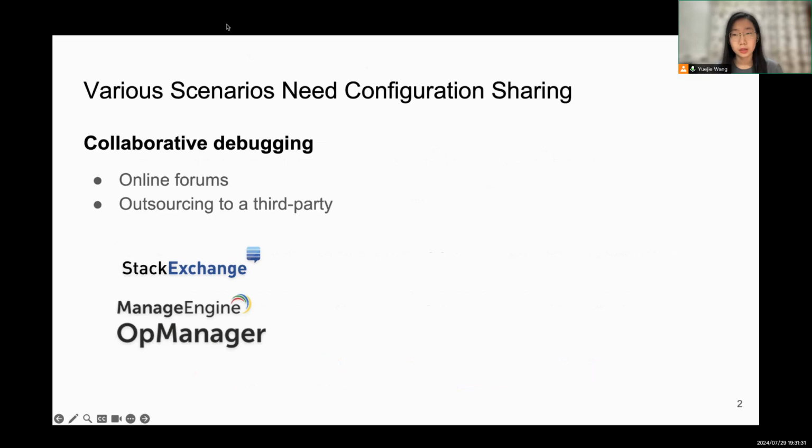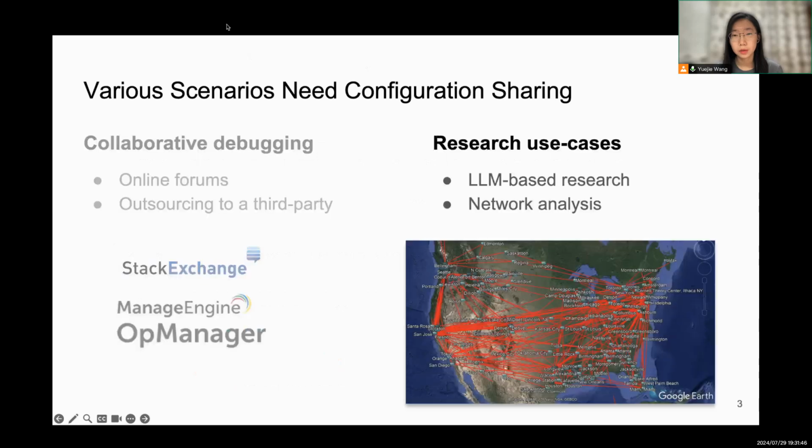Configuration sharing is needed in various scenarios. When there is a network outage, the administrators sometimes need to collaborate with technicians outside of their institution, such as posting their questions on online forums or outsourcing their management tasks to a third party. Another example is academia needs network configurations as research data. For instance, for recent LLM-based research in networking, real-world configurations are a valuable source of input to enhance their performance. Other types of research, such as network analysis, also benefit from public configuration data.